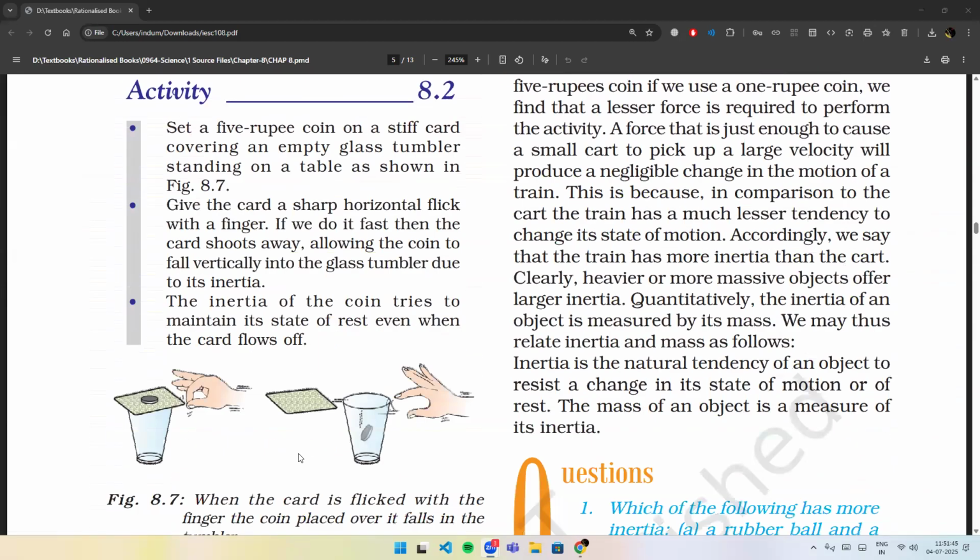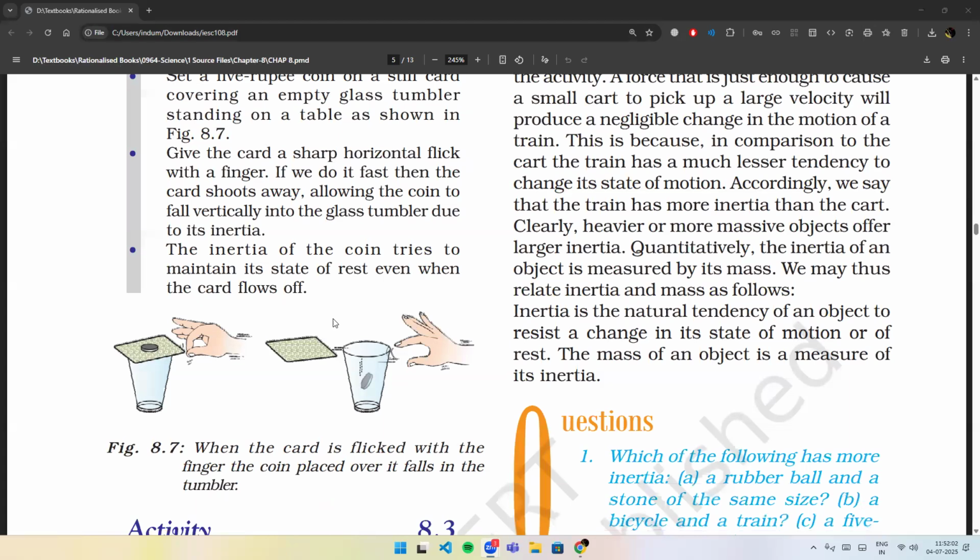Activity 8.2. Set a 5 rupee coin on a stiff card covering an empty glass tumbler standing on a table, as shown in figure 8.7. Give the card a sharp horizontal flick with a finger. If you do it fast, then the card shoots away, allowing the coin to fall vertically into the glass tumbler due to its inertia. The inertia of the coin tries to maintain its state of rest even when the card flows off.